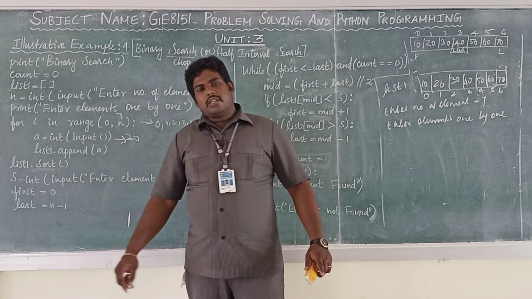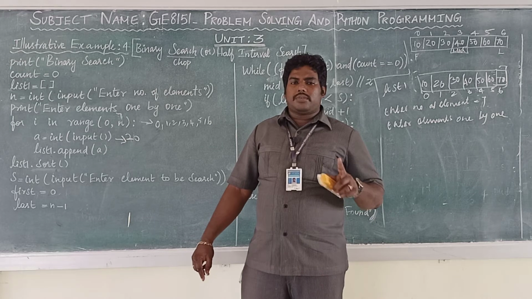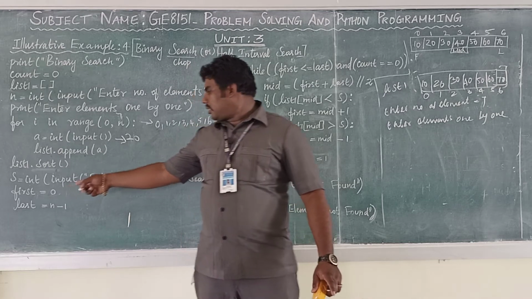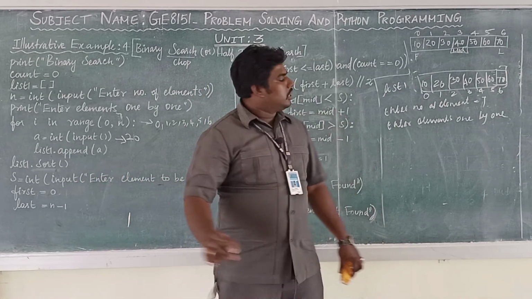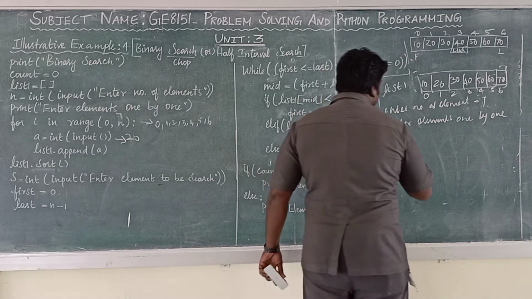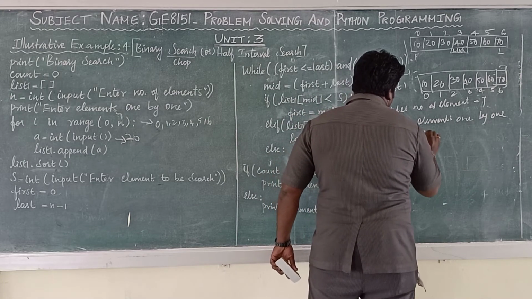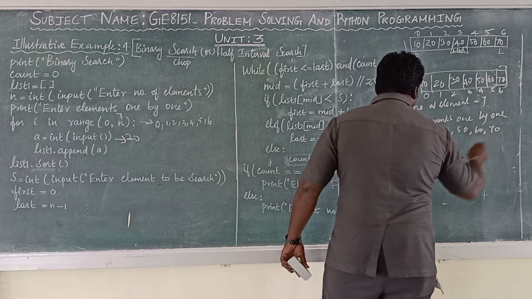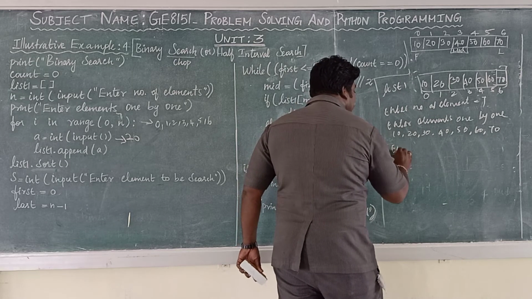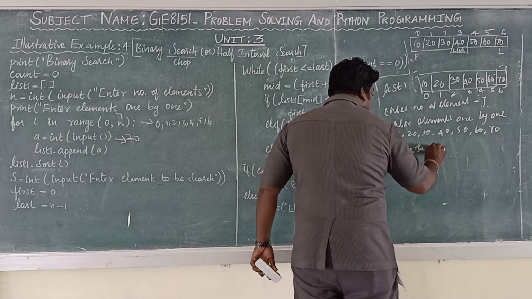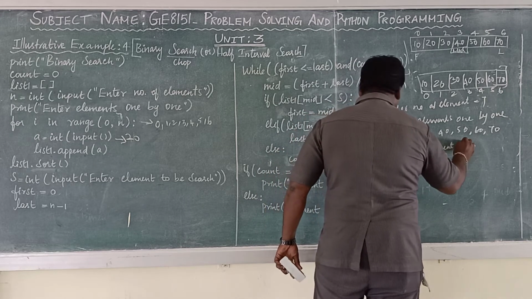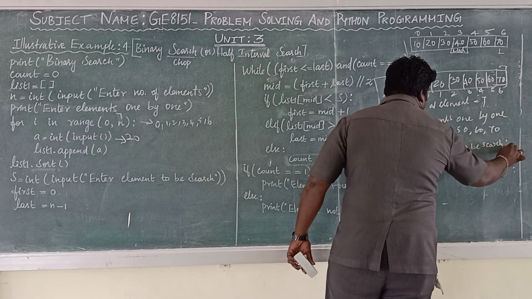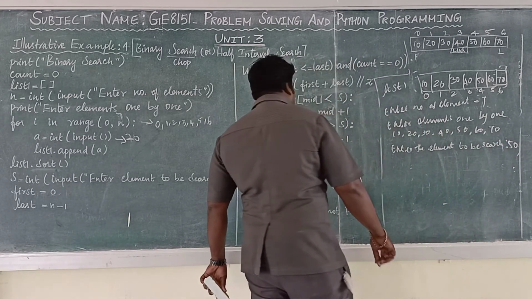Okay. Then for binary search or linear search, which one is required? Search element is required. So I am getting the search element. Search equal to int input of enter the element to search. So it is also displayed in the output screen, right? Here 10, 20, 30, 40, 50, 60, 70. Then enter the element to be searched. My search element is 50. Okay, I am taking the search element as 50.